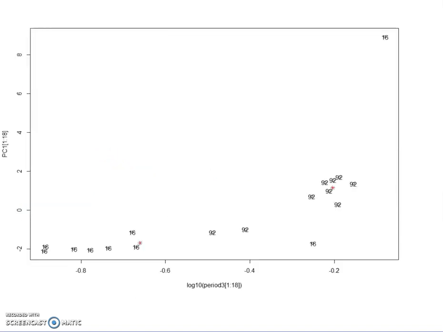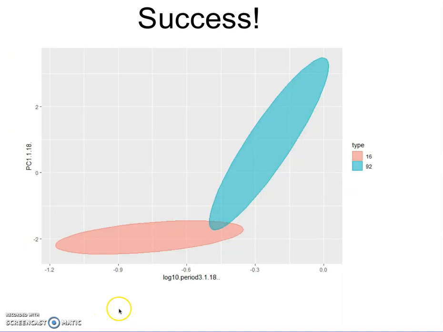And doing so, I find 2 centers. There's a center here and a center here. So I'm going to call that a success. I have found the regions of my star map where I would be likely to find a particular star. So type 16 lives on this part of the map with a relatively shorter period, and then type 92 lives in this part of the map.